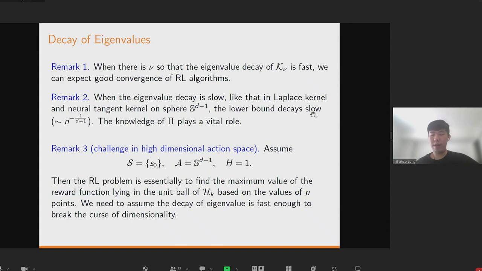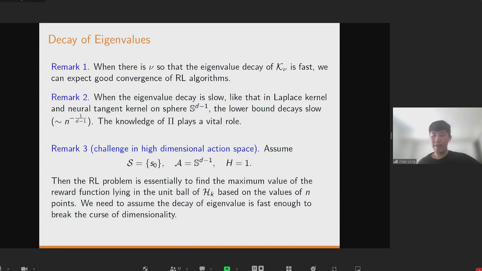So one can rule that when the eigenvalue decays fast, we can expect very good performance of reinforcement learning algorithms because the perturbational complexity decays fast. However, when the eigenvalue decay is slow, like in the Laplacian kernel and the neural tangent kernel on a high-dimensional sphere, the lower bound in the first inequality decays very slowly. In this case, the knowledge of pi plays a vital role.